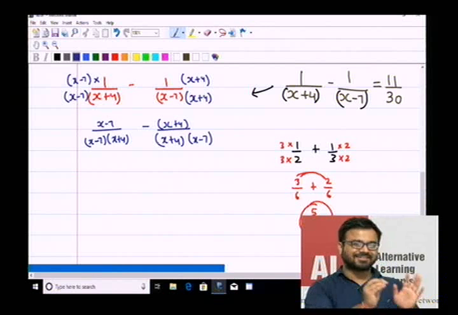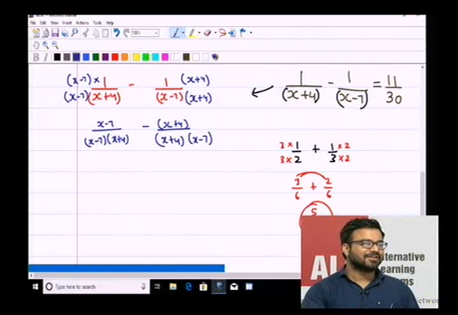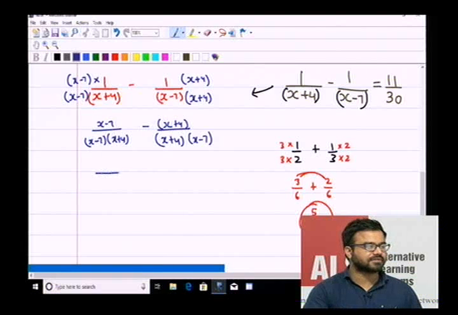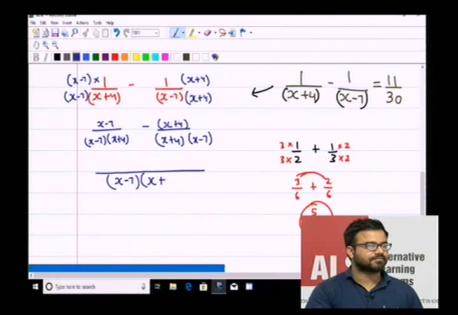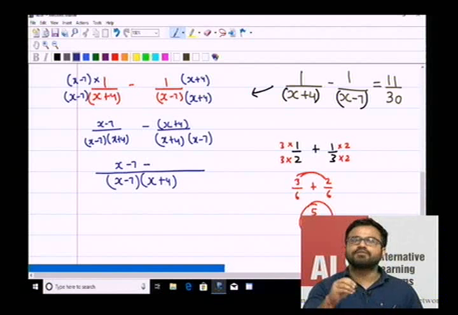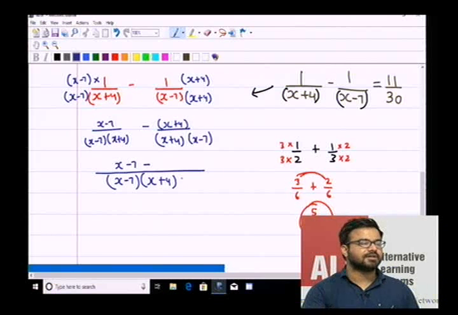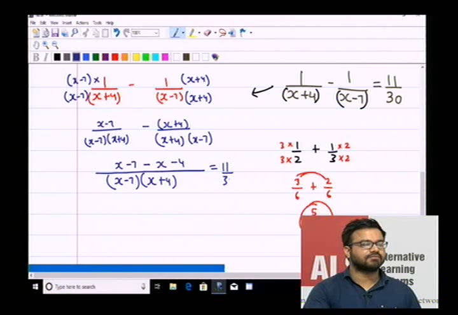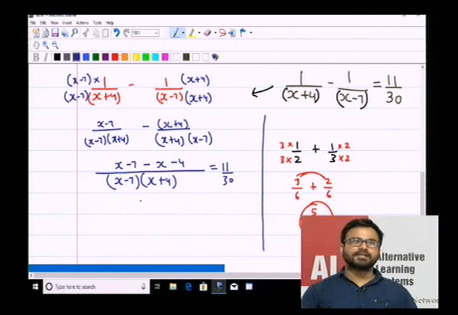Now if the denominator is the same for both of them, you can simply add or subtract the numerators. So I will make it a common denominator now, x minus 7, x plus 4. So this x minus 7 as it is, minus of this x plus 4. Now make sure it is minus of x plus 4. So when we open the bracket, it will become minus x and minus 4. And this is equal to 11 by 30, which is given in the question. I hope this is clear till now. Is it?